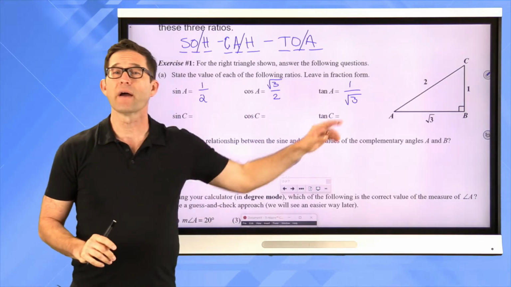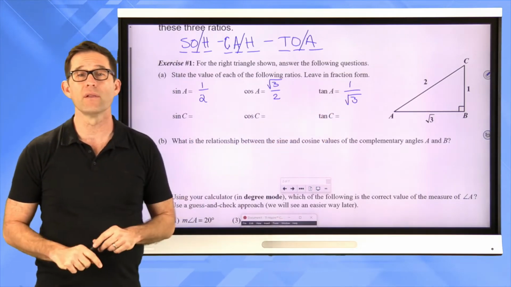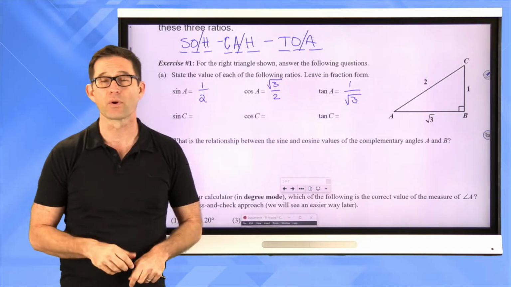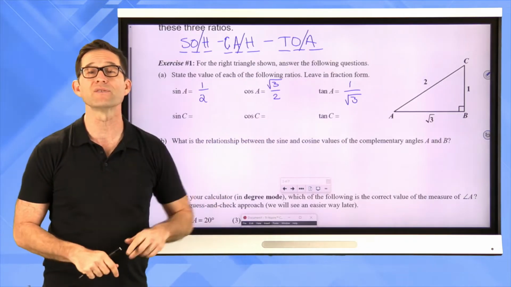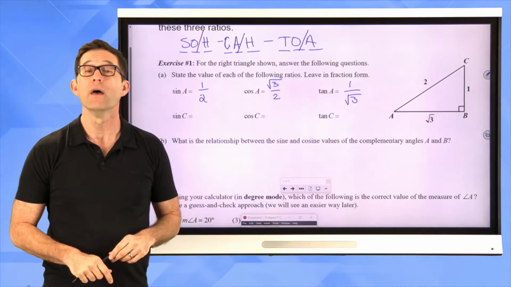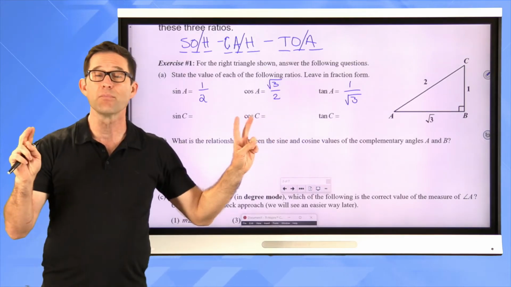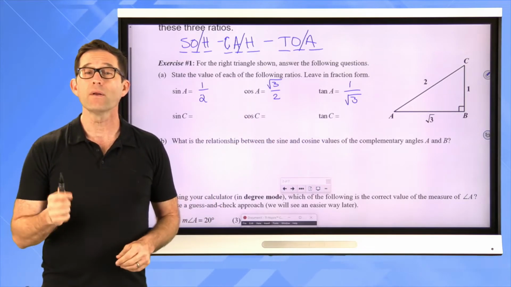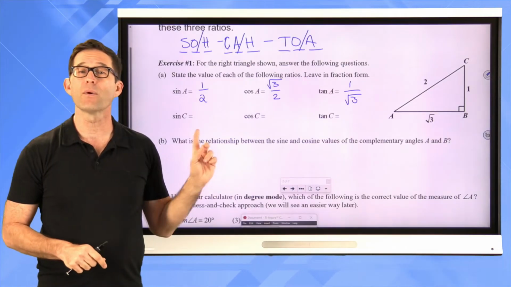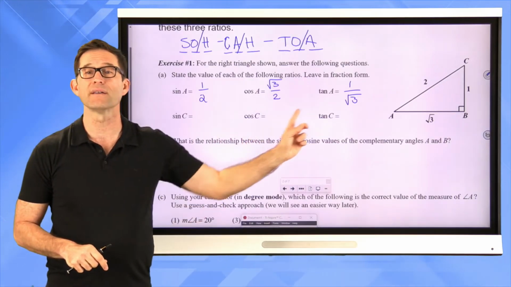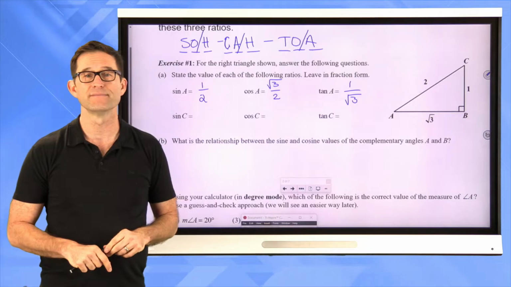Some of your teachers might ask you to get rid of the radical in the denominator. That's not an absolute requirement for me, so I'm just going to leave it as 1 divided by the square root of 3. But you should obviously do whatever your teacher is asking you to do in terms of simplifying that fraction. Why don't you pause the video now and figure out what the values of sine C, cosine C, and tan C are.